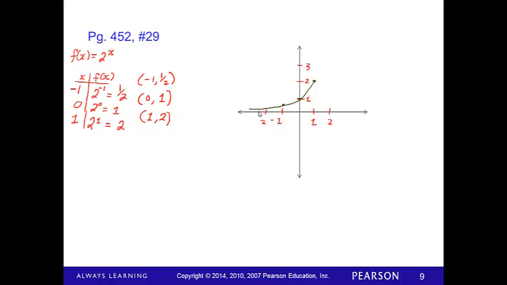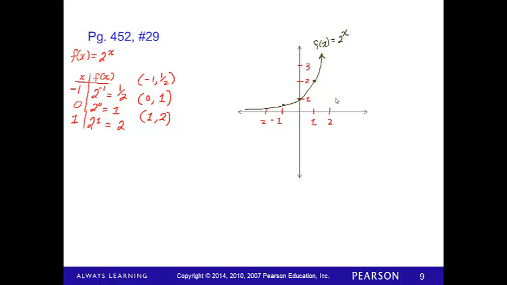Remember, it'll never touch the x-axis, so be careful. And then extend it all the way up and put an arrow on it. This is the graph of f of x equals 2 to the x power.